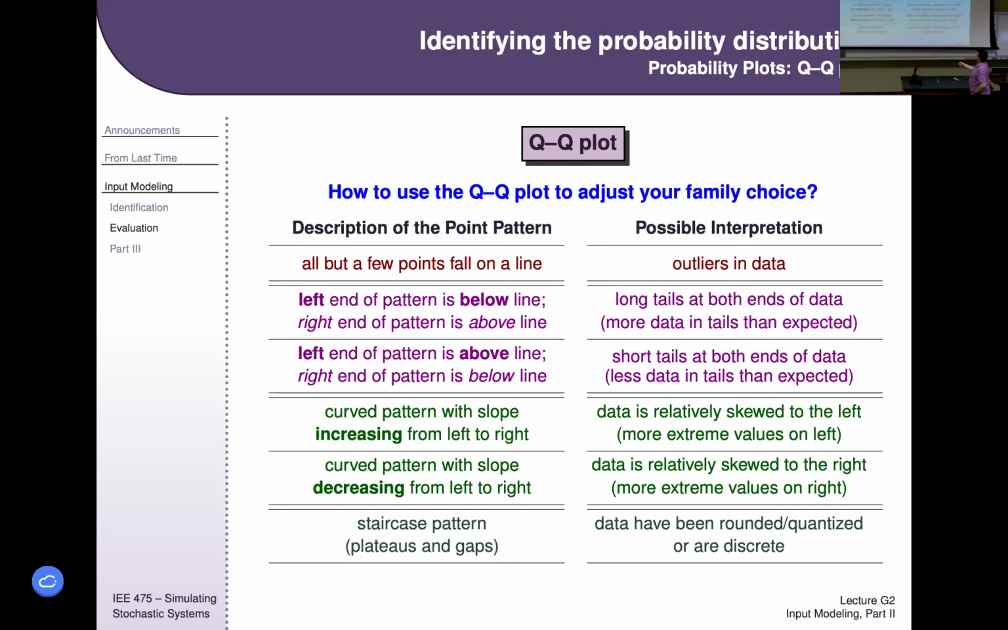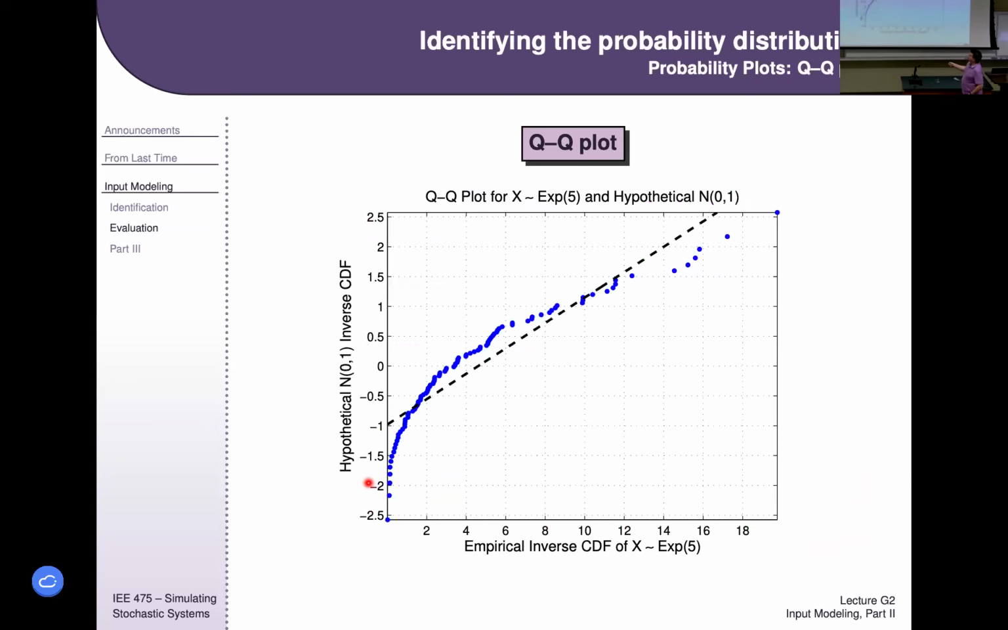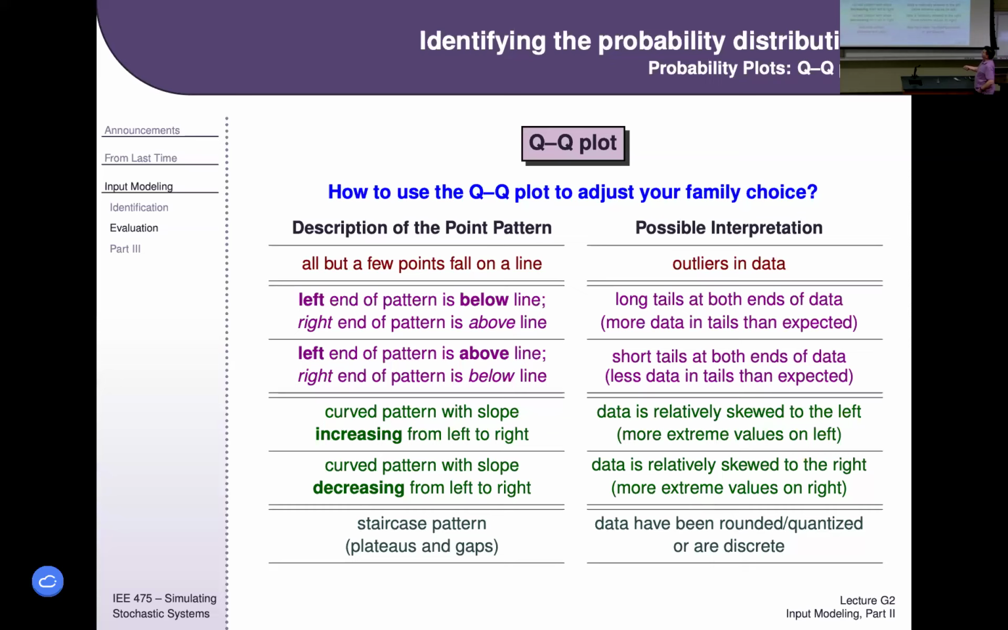So I can do the same game here. This goes the other direction. Down here, if it's got a curved pattern with slope that's increasing from left to right, data is relatively skewed to the left. It's more extreme values on the left, versus the curved pattern with slope decreasing from left to right. So if I go back to this one here, notice that the slope is high and then it rounds off. So it's a curved pattern that gets shallower as it goes on. Well, that's exactly this case here. Curved pattern with slope decreasing from left to right. Data is relatively skewed to the right, more extreme values on the right.